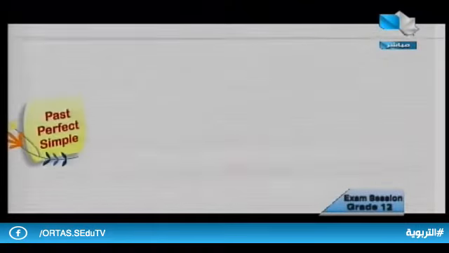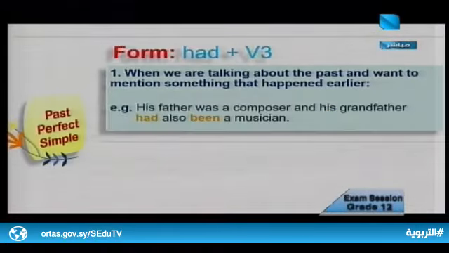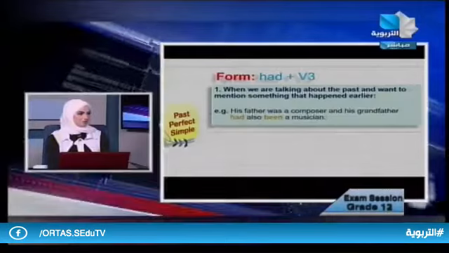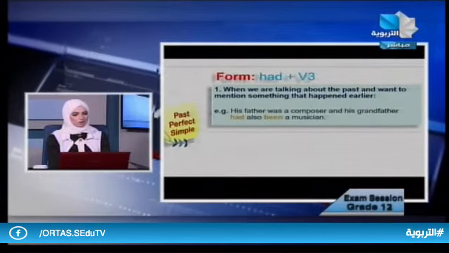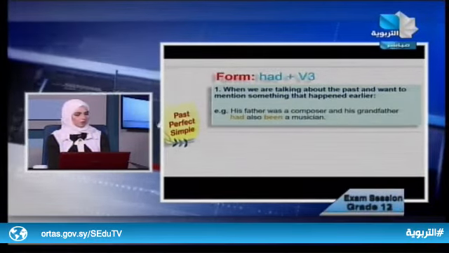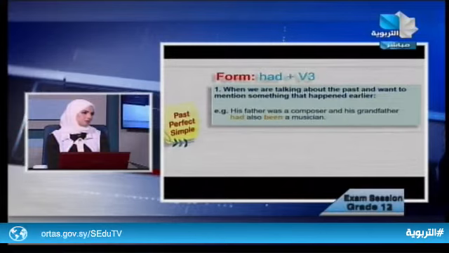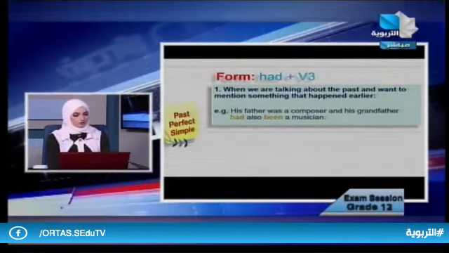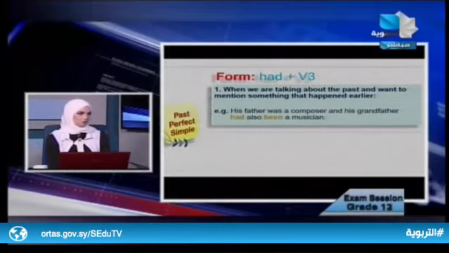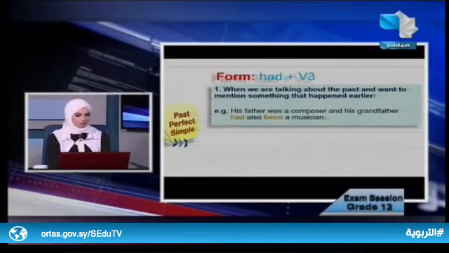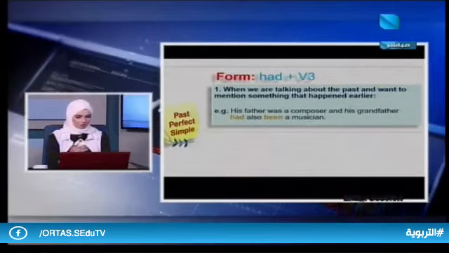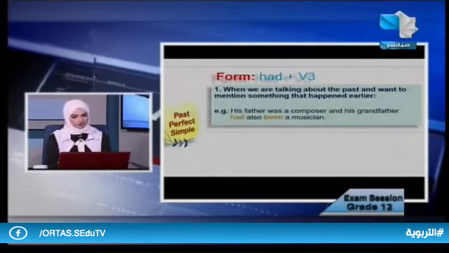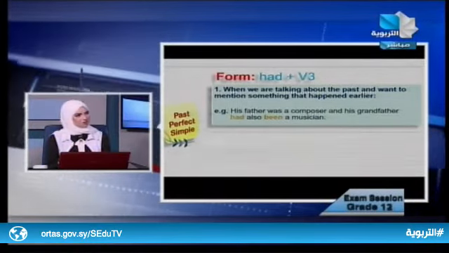Now, the next tense, Ms. Wala. Past perfect simple, the form of it: had plus past participle. This tense is called past of the past, they call it. We use it when we are talking about the past and we want to mention something that happened earlier. For example, his father was a composer and his grandfather had also been a musician. Here we have two actions, one happened before the other. His grandfather was a musician before his son became a composer.